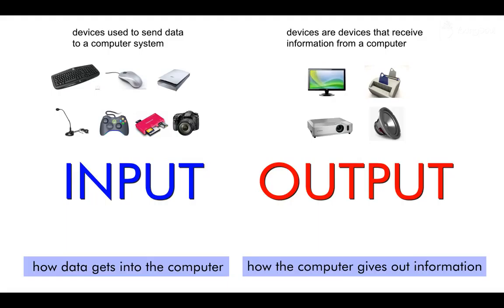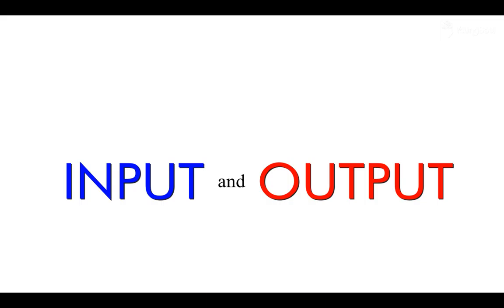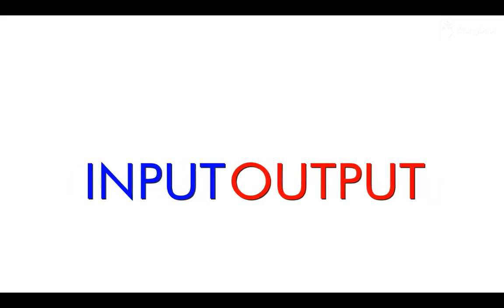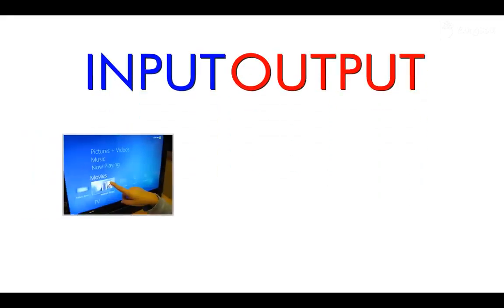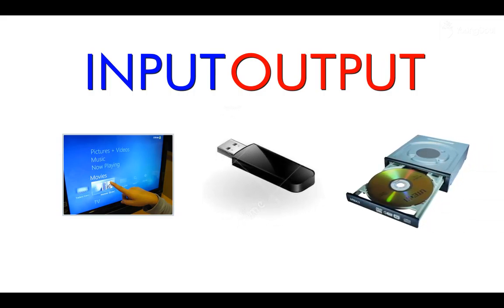The next set of devices we will be discussing acts as both input and output devices, and these devices are called input-output devices. Examples are touch screen, flash drives, CD-ROM, and so on.